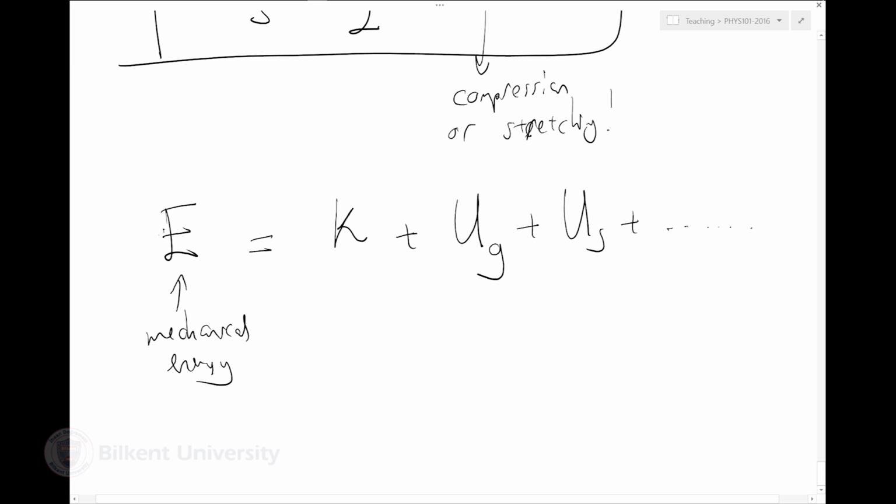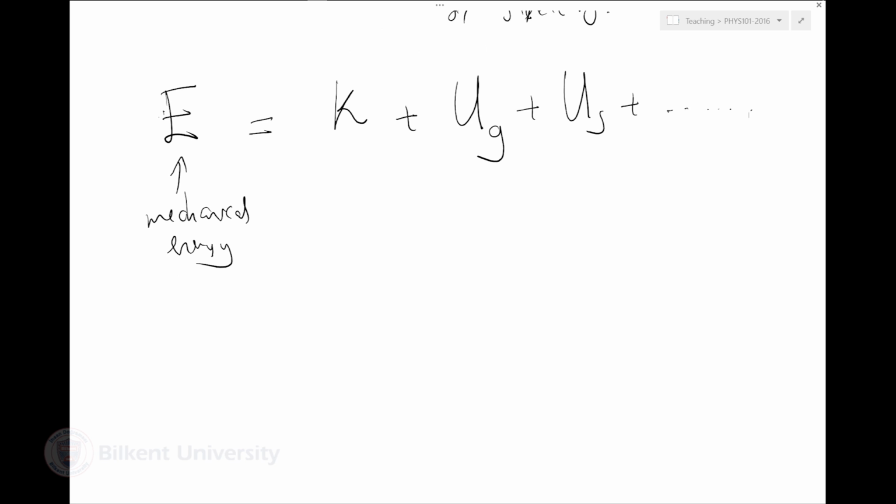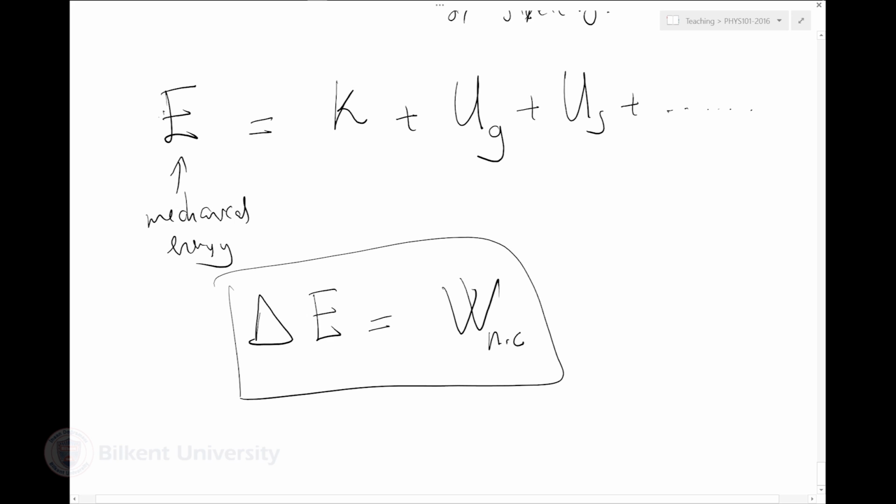Now my work energy theorem tells me that delta E, the change in mechanical energy, is just work done by non-conservative forces. Not even external forces, non-conservative forces. Now, this is really good. It tells me that, practically for Physics 101, mechanical energy is mostly lost to friction, either air friction or surface friction.